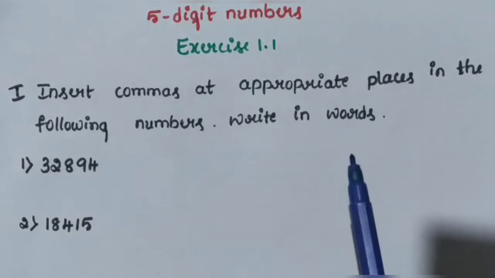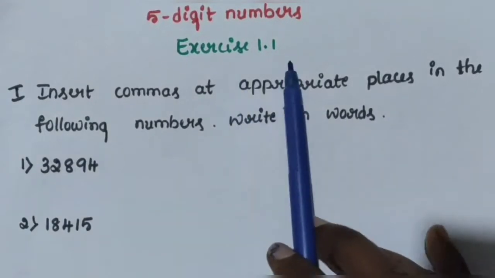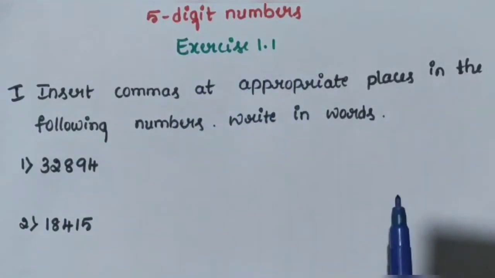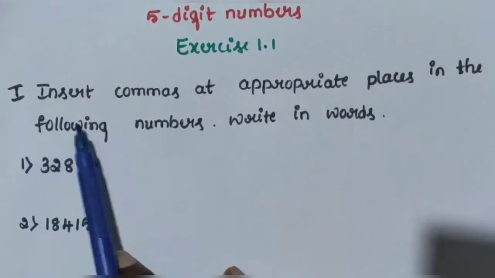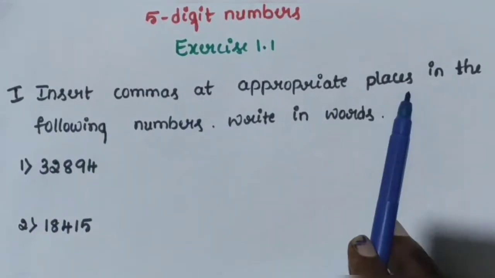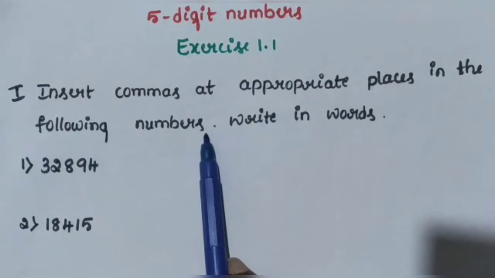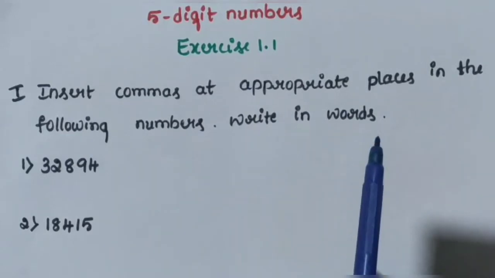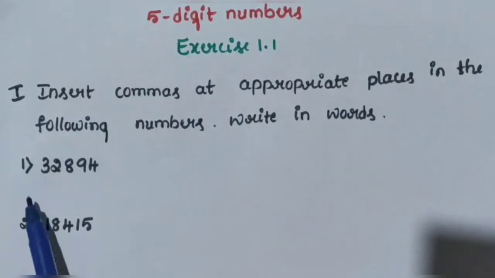Hi children, today I explain the topic Exercise 1.1, 5-digit numbers. First, insert commas at appropriate places in the following numbers. Write in words. Question number 1.